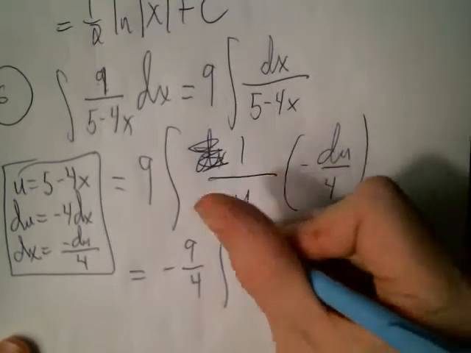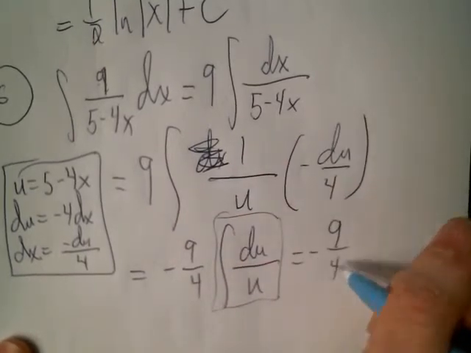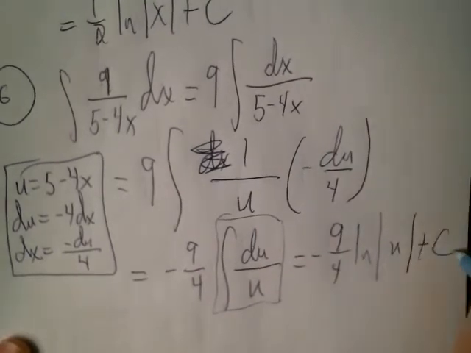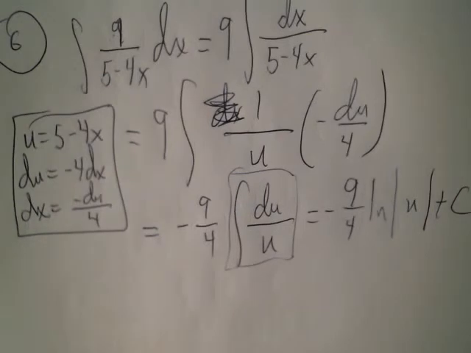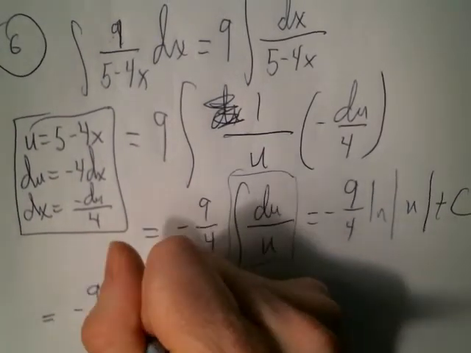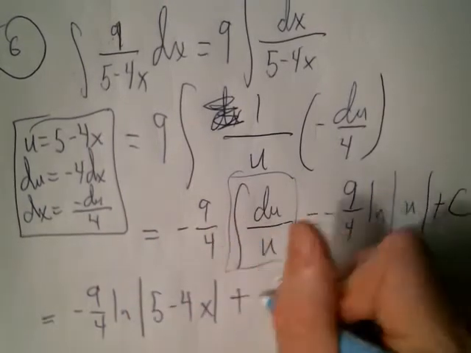And then this integral is elementary. I can just write negative 9/4 ln absolute value of u plus c. And then that's negative 9/4 ln, back substitute, 5 minus 4x, plus c.